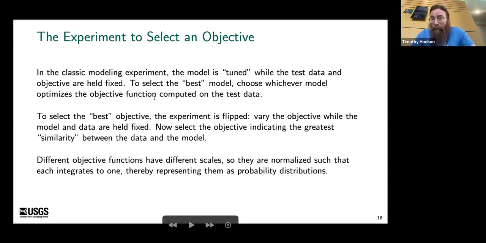Now, different objectives have different scales. With squared error, we might have mean squared log error, we might have a percentage error, right? And we can't compare these things directly. That's been the traditional problem that people have bumped into, I think, in much of the hydrologic literature on objective functions. So we have to do something, and essentially we normalize all of these things to integrate to one, such that they're represented as probability distributions. And in that sense, it's apples to apples. We can compare them almost.